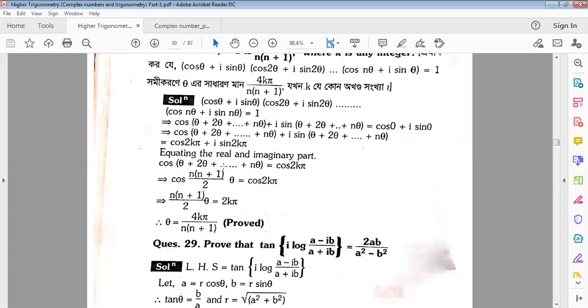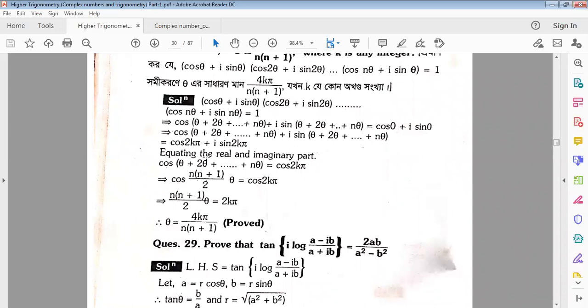Arithmetic series. This will be 1 plus 2 plus 3 plus dot dot n. This will be the sum of this. What will be the sum of n terms and number of terms? Sum of n number of natural numbers. This will give n into n plus 1 by 2 equals cos twice k pi. This cos cancelled from both sides. Now this angle equals this angle, then theta equals this, which is our required result.